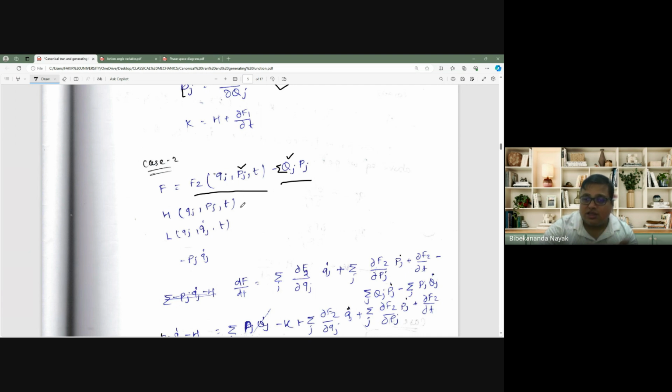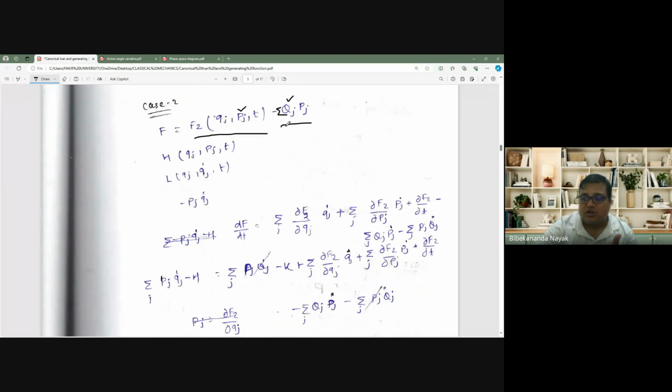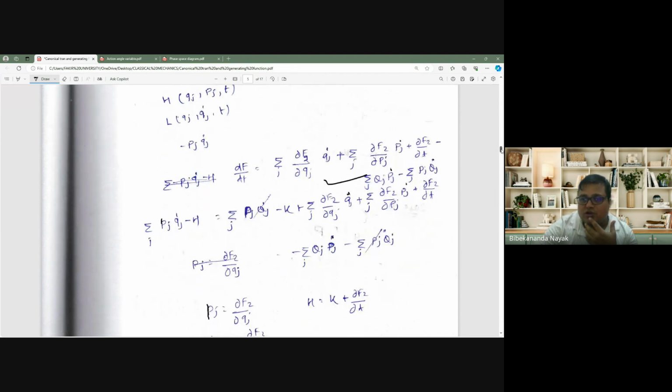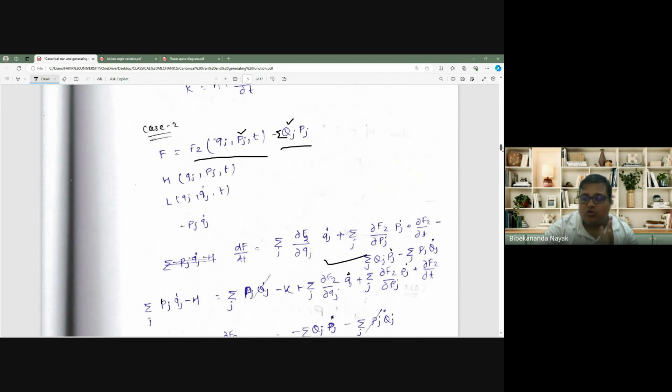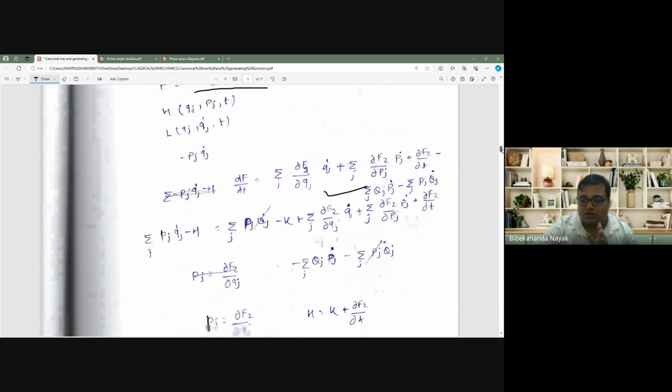So then what is df by dt? df by dt will become del f2 by del qj times dqj by dt, plus del f by del pj times dpj by dt, and so on. So on the left-hand side we get an equation like the previous one, and we compare the coefficients. The unknowns are small qj and capital Pj, so we compare the coefficient of small qj dot and capital Pj dot.